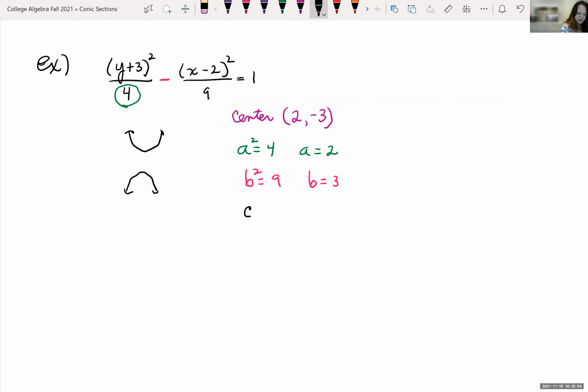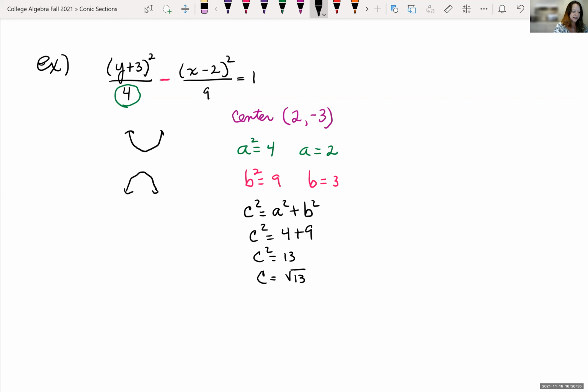Recall, I told you that C squared is equal to A squared plus B squared. So in our case, C squared is equal to 4 plus 9. C squared is equal to 13, or C is equal to square root of 13. Let me just read the directions so you get familiar with what they tell us to do. It says find the center, transverse axis, vertices, foci, and asymptotes, and graph each equation. Okay, so let's start graphing what we have.